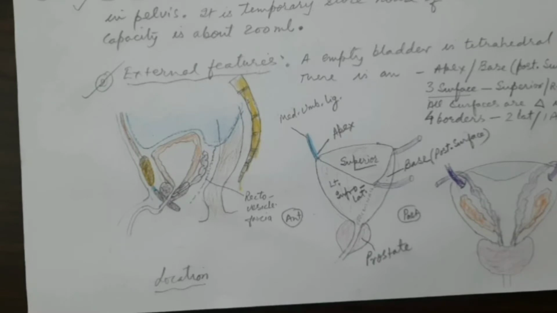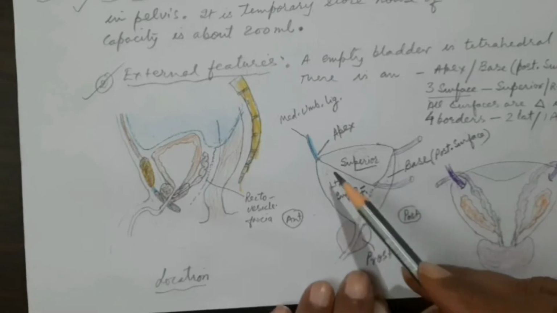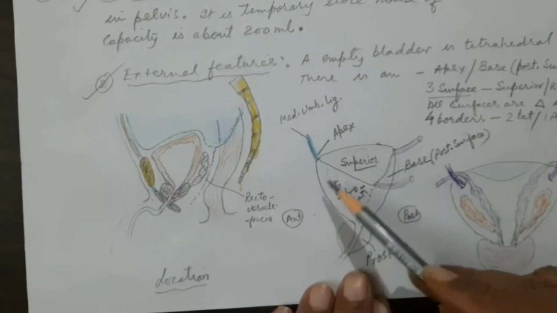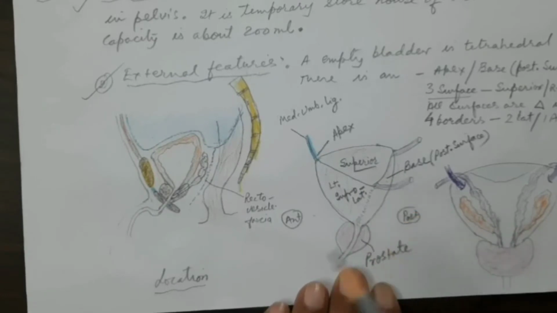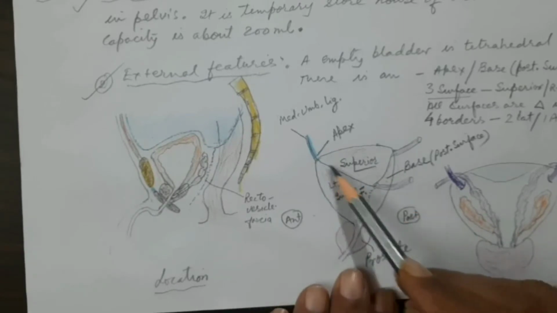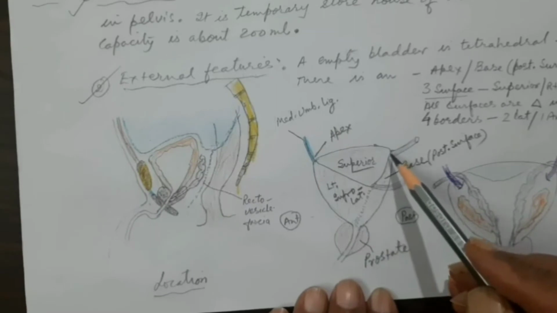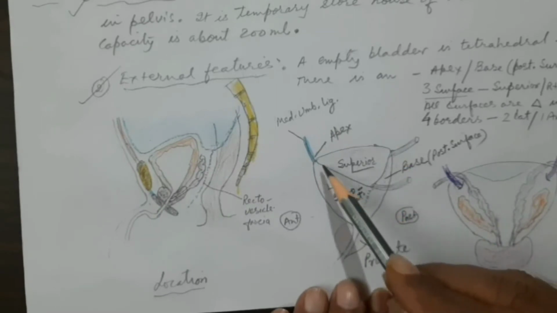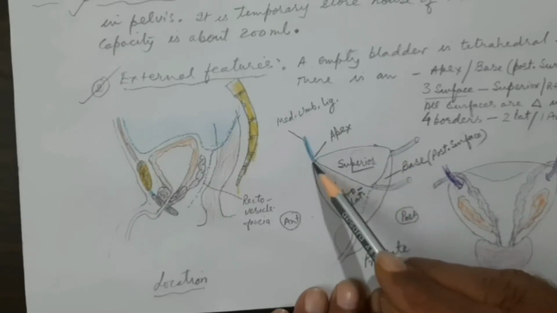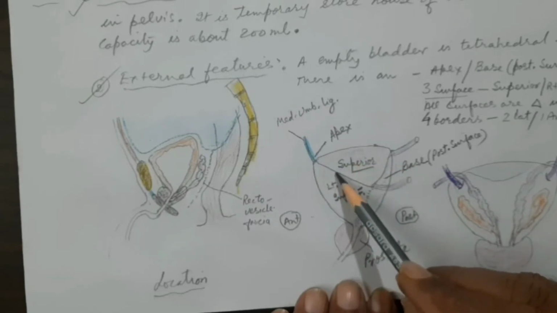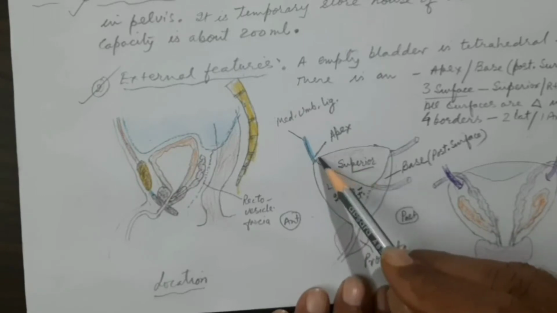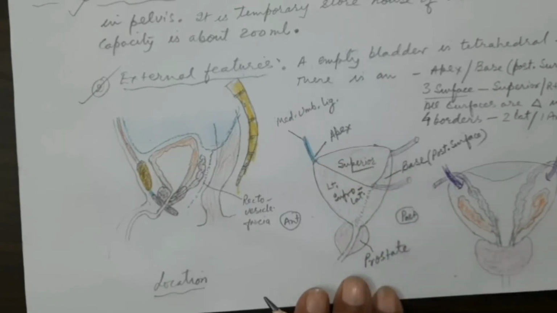All these surfaces, as I said, are triangular in shape. Now, because of this triangular nature of the organ itself, as well as all the surfaces being triangular, there are four borders. Let us see the borders. In this, you can see the two lateral borders coming from the apex towards the base. This is the left lateral border, and this is the right lateral border.